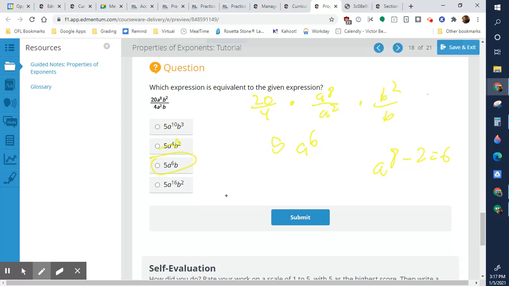Let's pretend we didn't know that. So we have b times b over b. So one of these b's cancel out. So we have one b left. And because this is the only one with one b, that one is also the answer. So they kind of wanted you to know your exponents for this one.